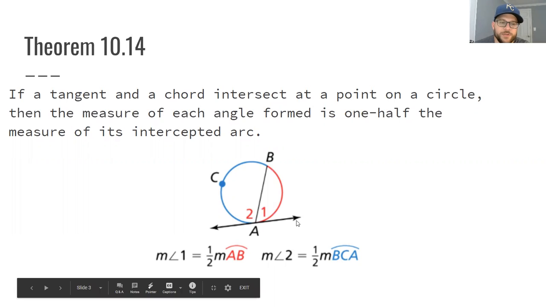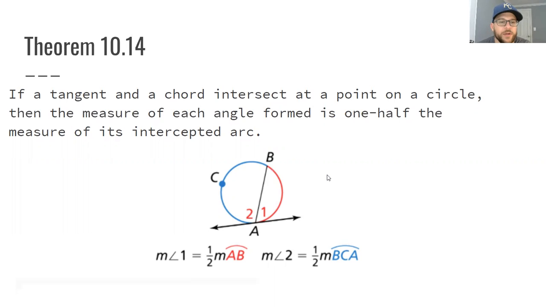line A is a tangent, if a tangent and a chord intersect at one point on the circle, then the measure of each angle formed is 1/2 the measure of its intercepted arc. So we're going to look at this tangent, line A, and chord AB that are meeting at this point A. You're creating two different angles on both sides of this chord. There are arcs that are intersecting this, and both of those arcs total to equal 360 degrees.